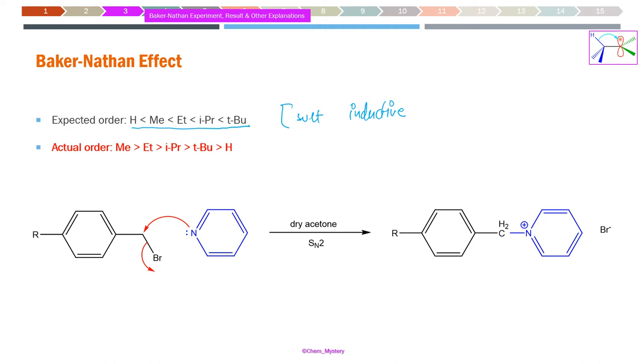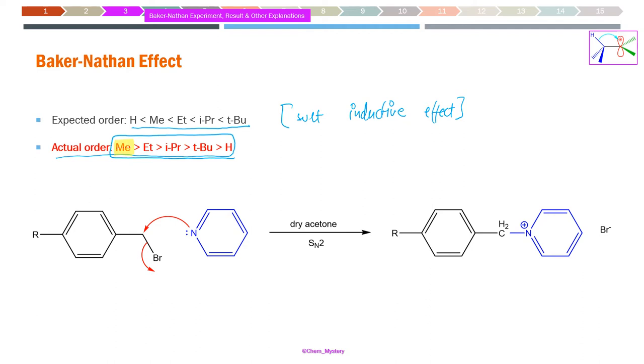So with respect to inductive effect, we could have expected the order to be t-butyl should have been more reactive, or the most reactive for all these four compounds what we could have chosen. But the thing is, the actual order was found to be something completely different. In this actual order, methyl was found to be most reactive, contrary to the expectation that it should be just next after halogen, fourth in this series of five different groups.